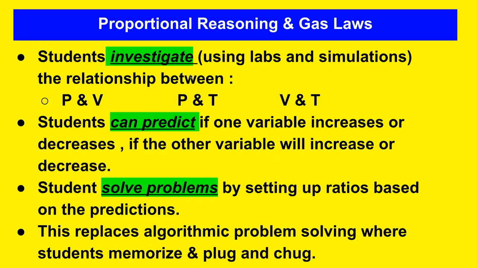Prior to solving this type of problem, my students have already done the following. The students have investigated the relationship between P and V, P and T, and V and T using labs and simulations. My students have predicted if one variable increases or decreases, if the other variable increases or decreases. My students have solved problems by setting up ratios or proportions based on the predictions. This replaces algorithmic problem solving where students memorize and plug and chug.